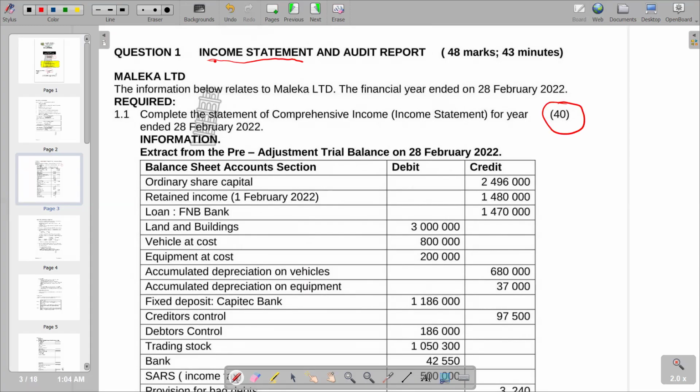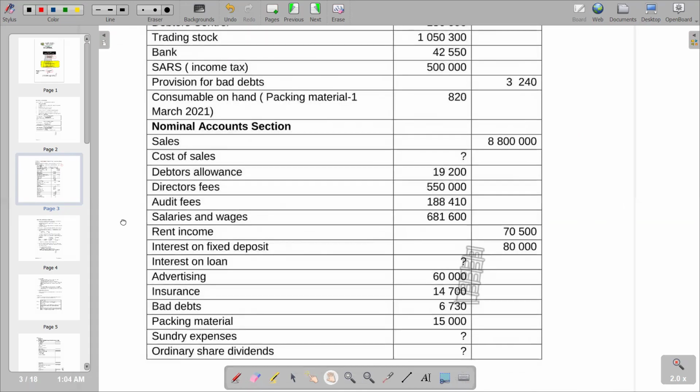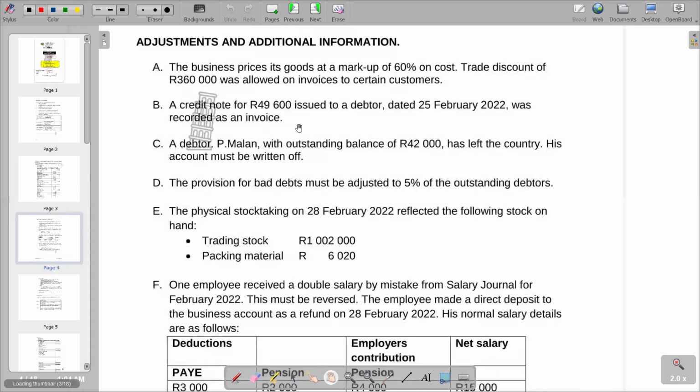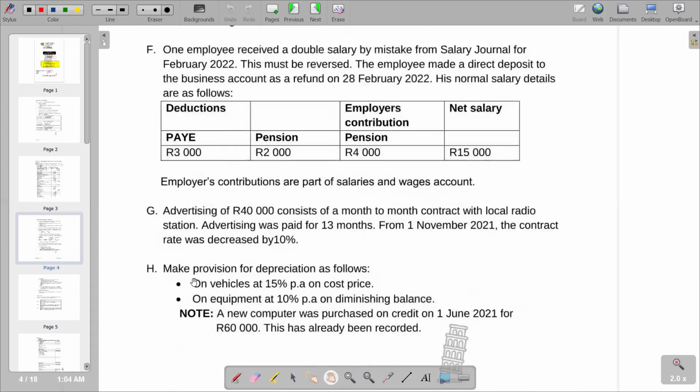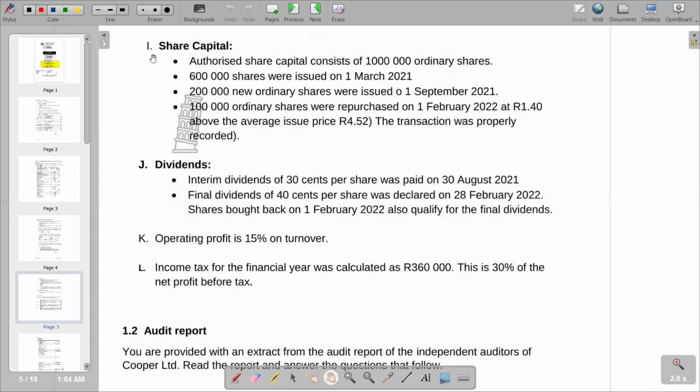the pre-adjustment trial balance, which you just need to browse through before you attempt the question. Then, moving on to the further information given, you're given adjustments and additional information ranging from information A down to information H on this page, and a continuation of additional information with information I, J, K, and L. Then we see the question at the end of the information that we are given.